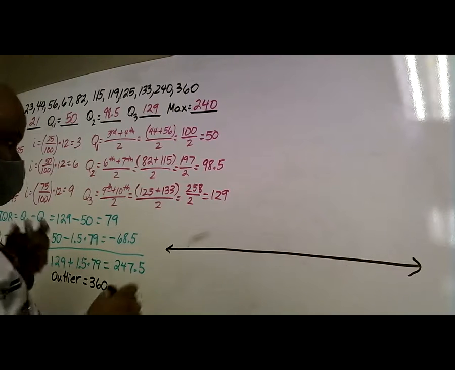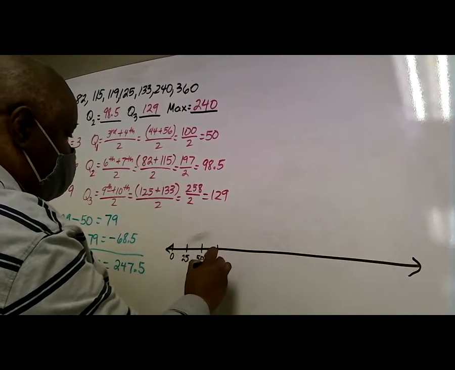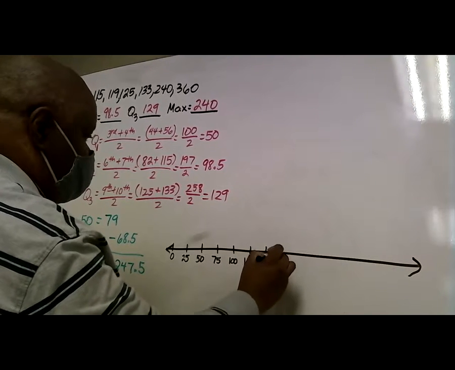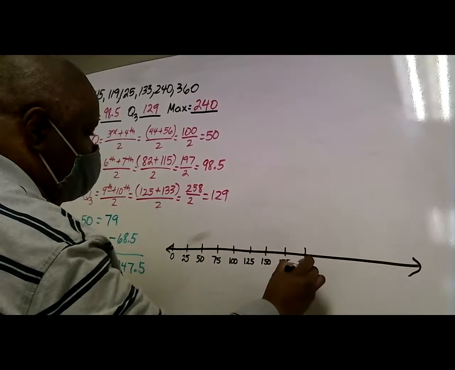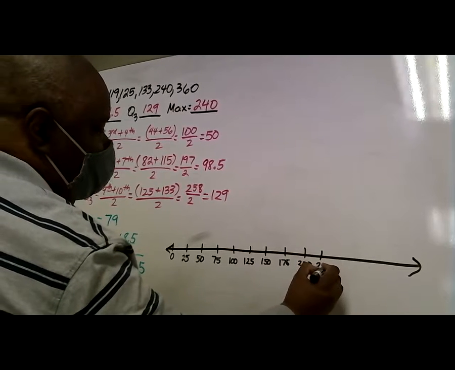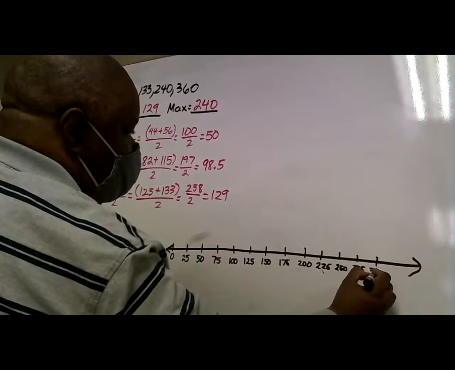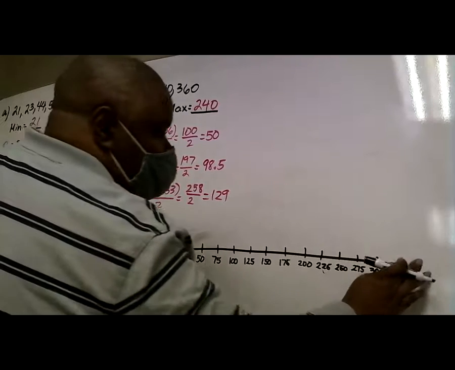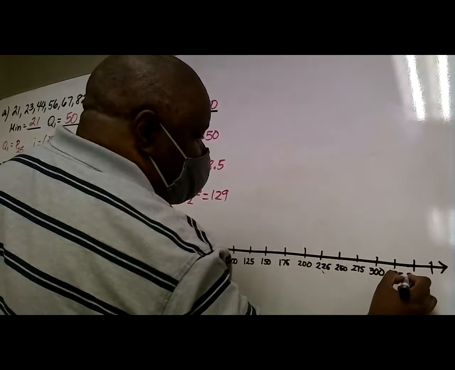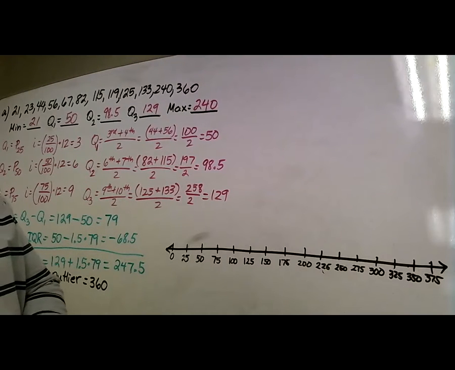The way I did this, starting with 0: 25, 50, 75, 100, 125, 150, 175, 200, 225, 250, 275, 300, 325, 350, 375. So here's what the box plot looks like.